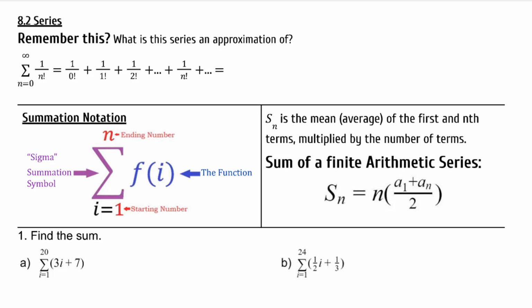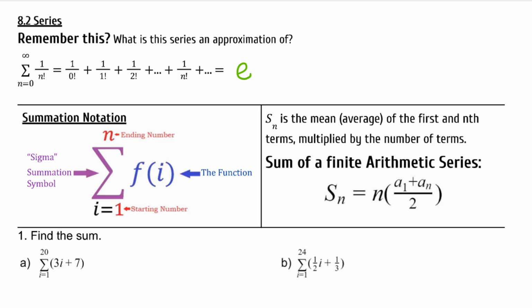Remember this infinite sum, also known as a series, where we added up 1 over n factorial, starting with n equals 0 and then putting in each consecutive integer. So 1 over 0 factorial, don't forget 0 factorial equals 1, plus 1 over 1 factorial, plus 1 over 2 factorial, and so on. If you added all these up, what is that an approximation of? The natural number e. 2.71828, blah, blah, blah.